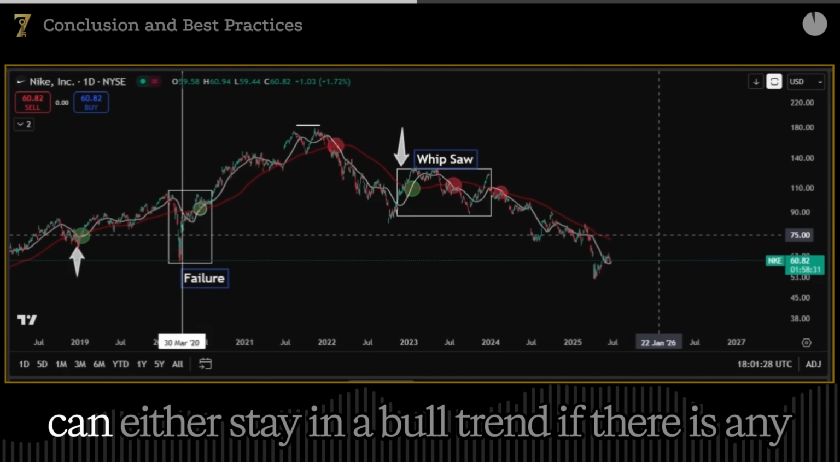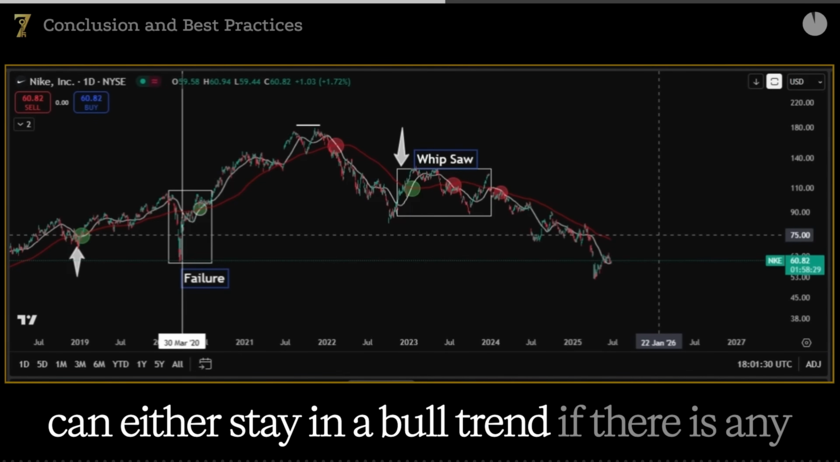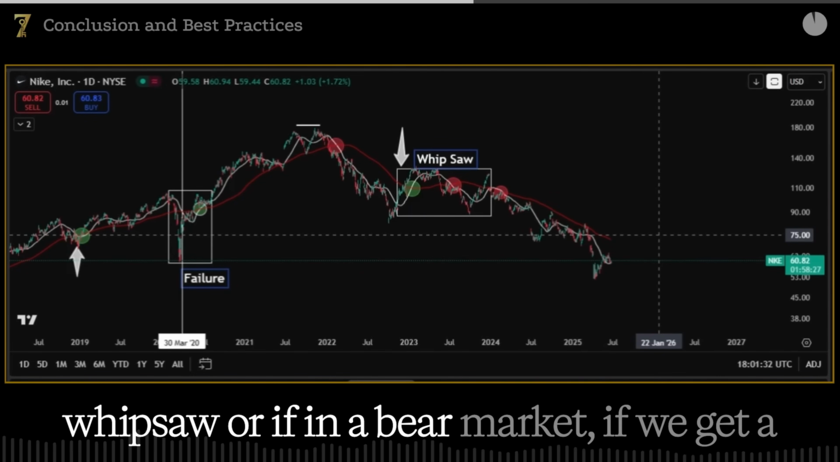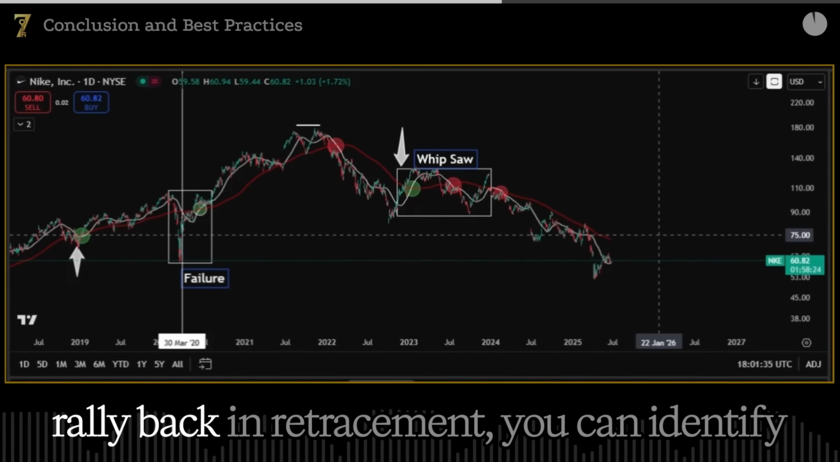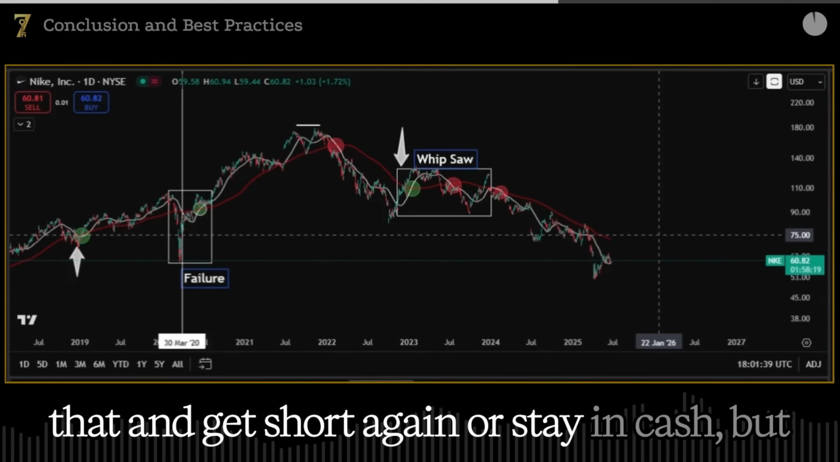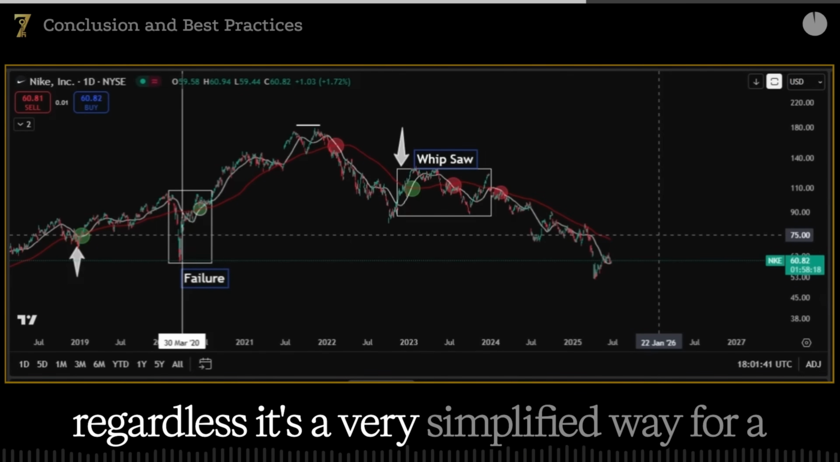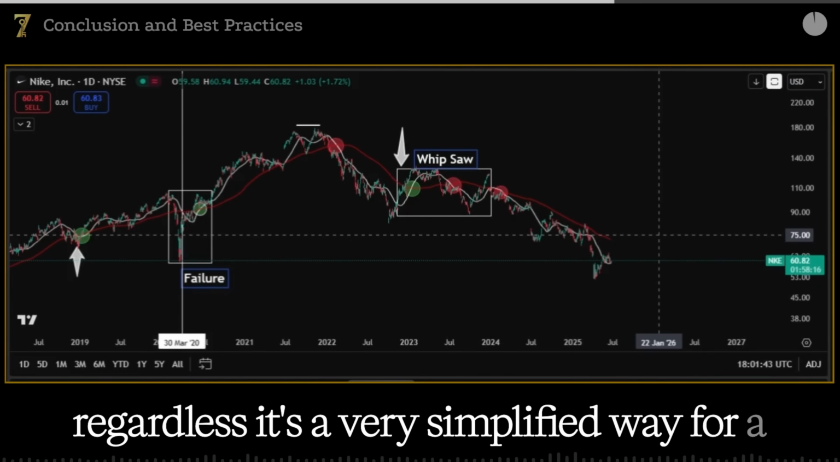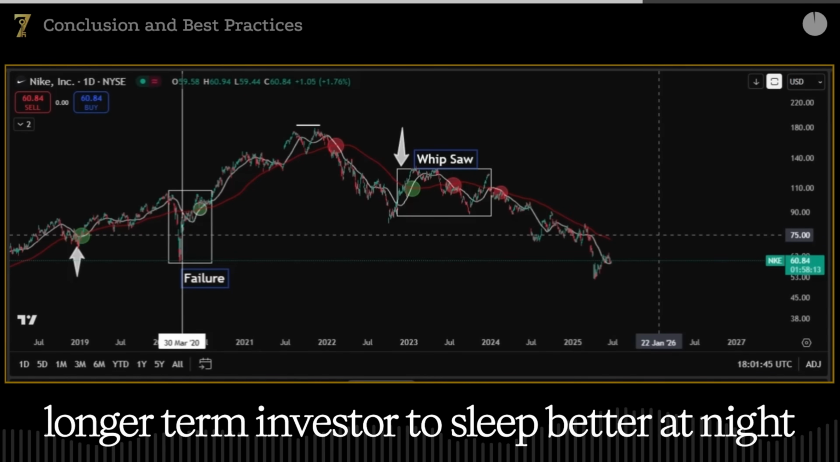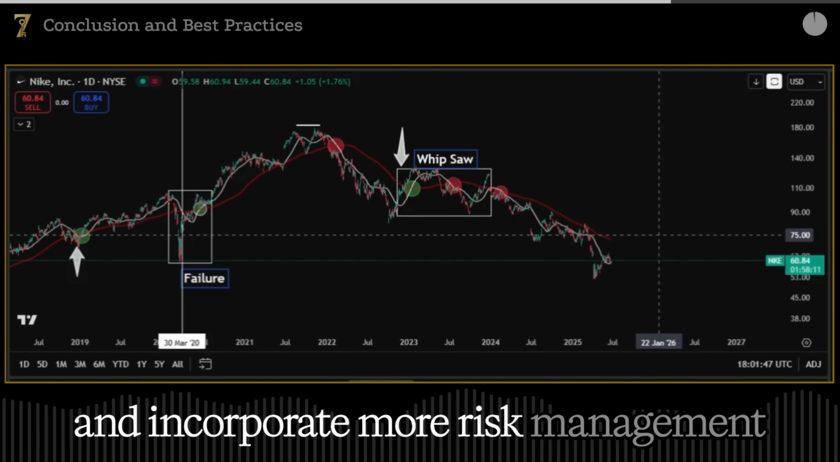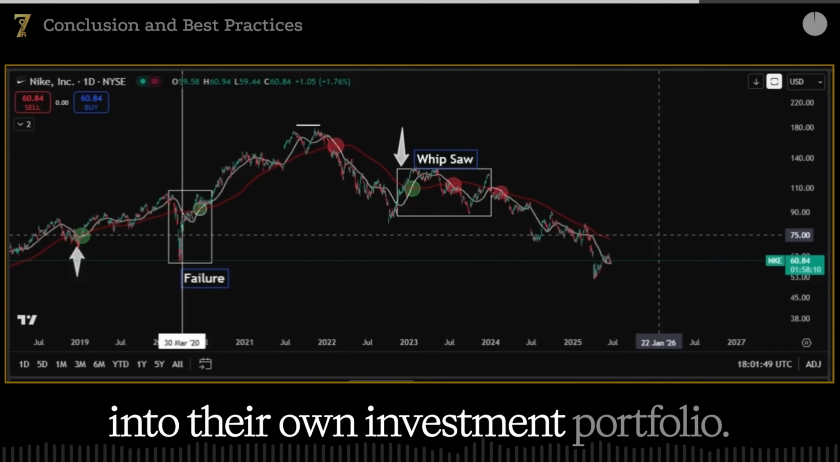retrace tool, you can either stay in a bull trend if there is any whipsaw, or if in a bear market, if we get a rally back and retracement, you can identify that and get short again or stay in cash. But regardless, it's a very simplified way for a longer term investor to sleep better at night and incorporate more risk management into their own investment portfolio.